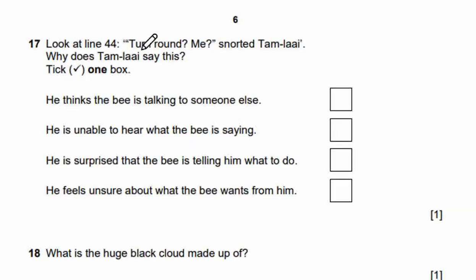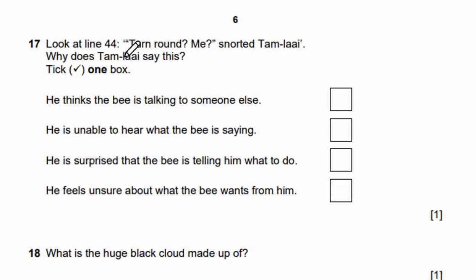Look at line 44. "Turn around me," snorted Tam Lai. Why does Tam Lai say this? Tick one box. He thinks the bee is talking to someone else. He's unable to hear what the bee is saying. He's surprised that the bee is telling him what to do. He feels unsure about what the bee wants from him.